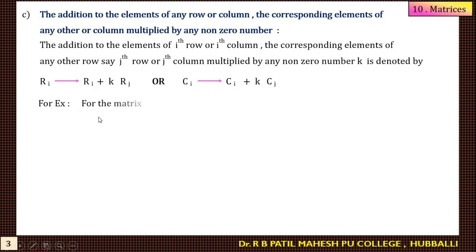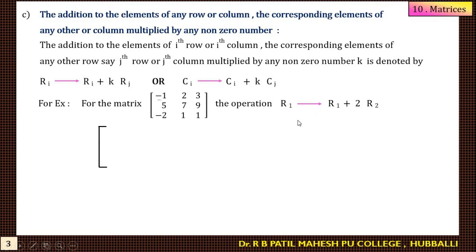Now let me see one example for the matrix [-1 2 3; 5 7 9; -2 1 1]. You can take a negative constant also, so you can add or subtract; subtracting means the constant taken is negative, that is minus 1. The operation is R1 changes to R1 plus 2 times R2. So this operation is now carried out.